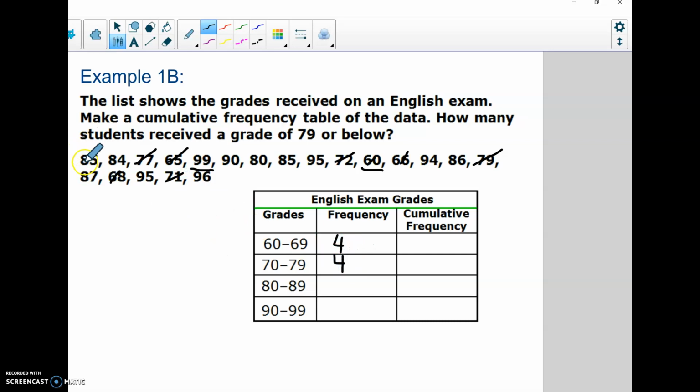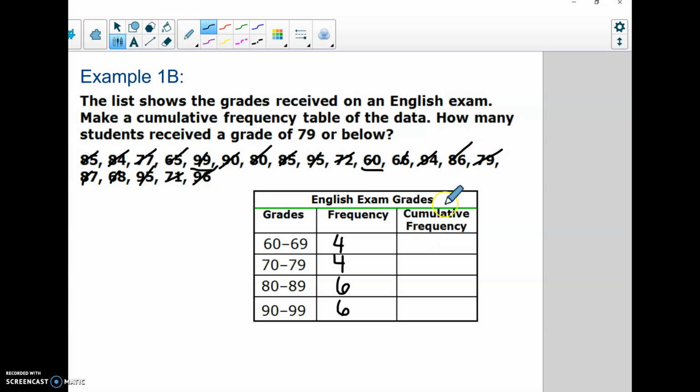And then 80 to 89, there's 1, 2, 3, 4, 5, 6. 6 of them are between those numbers. And then last is between 90 and 99. I've got 1, 2, 3, 4, 5, 6. So after I've counted all those, that's what goes in the frequency part.